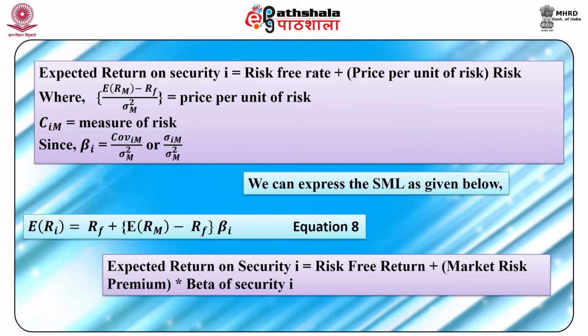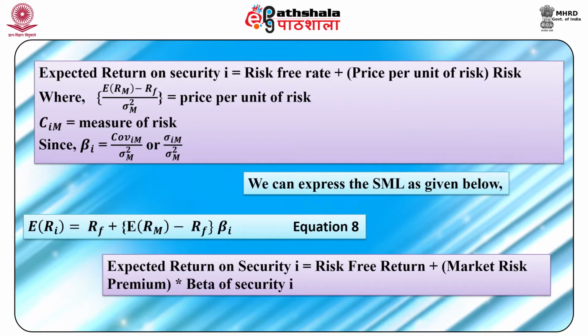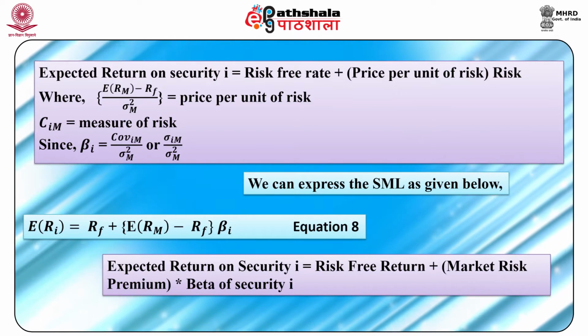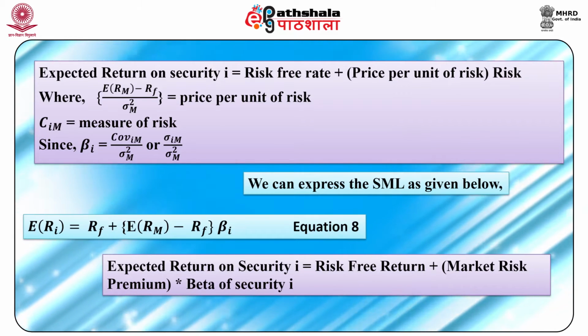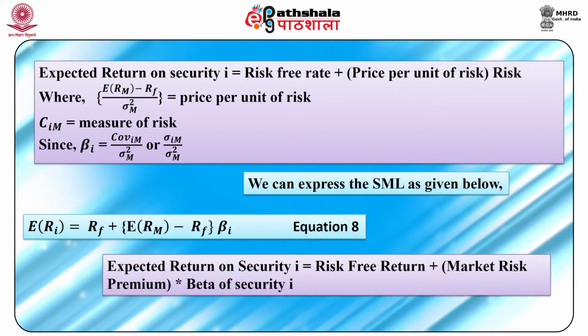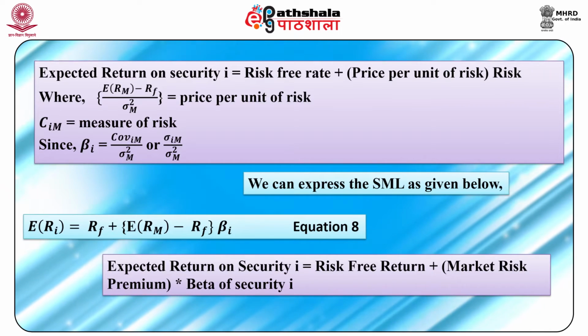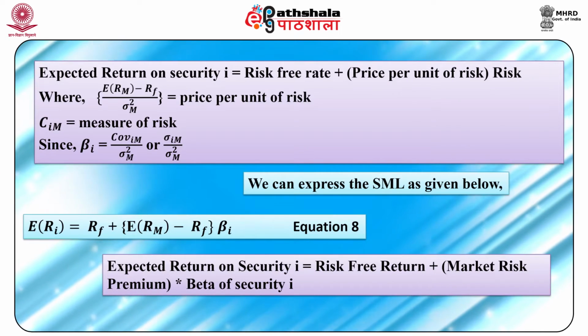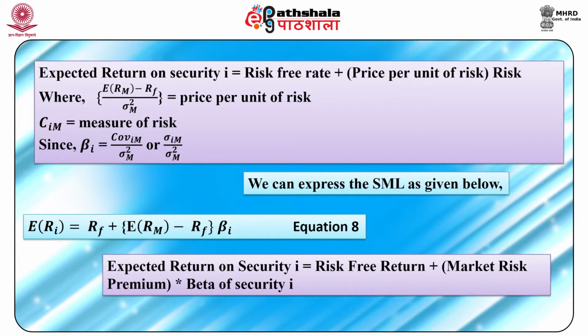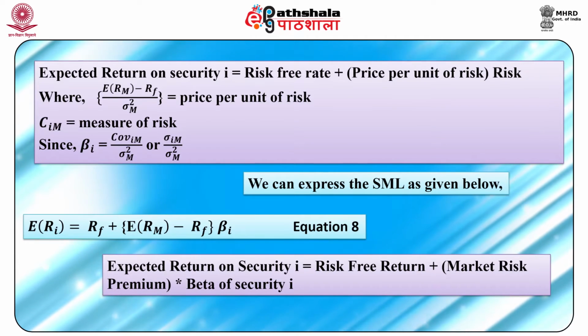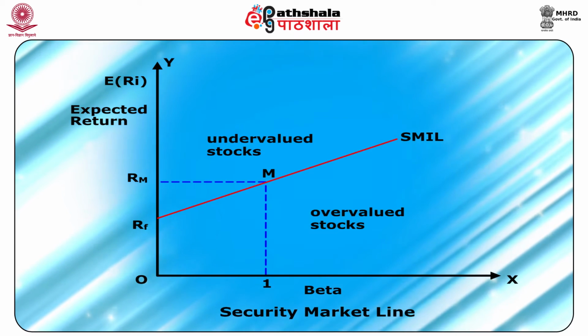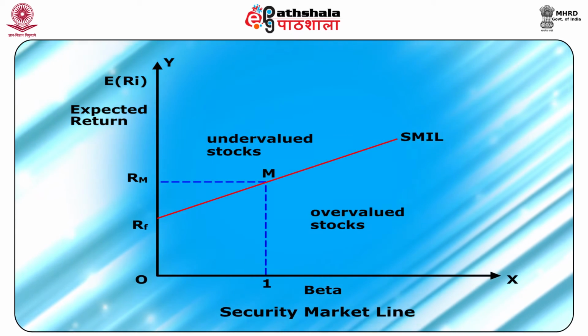E(Ri) = Rf + (E(Rm) - Rf) × βi. This can be represented through equation 8. It can also be denoted as expected return on security i is equal to risk-free return plus market risk premium into beta of security i. Thus, SML is a straight line representing the CAPM.